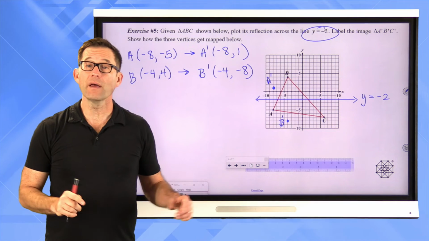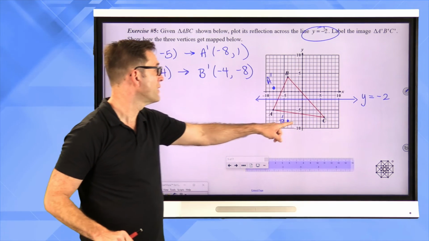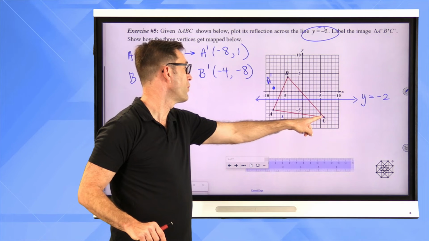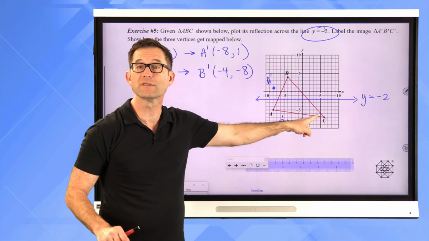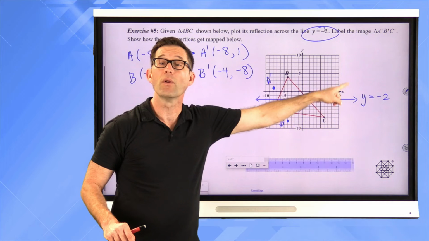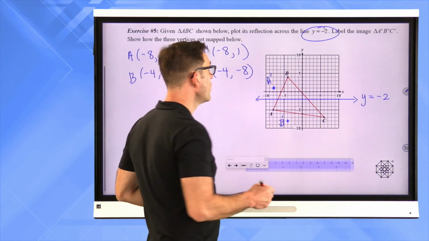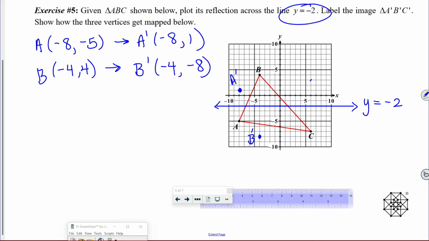All right, and finally, when I look at point C, how many units do we have? We've got 5 units below y equals -2. It will be now 5 units above -2, which will be at +3. Right, let me just make sure. 1, 2, 3, 4, 5, you bet. Right? So we've got C sitting at 6, -7, and that ends up being mapped to C prime, which is at 6, +3.